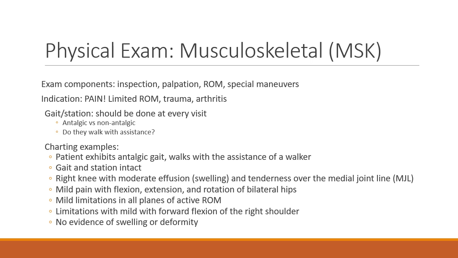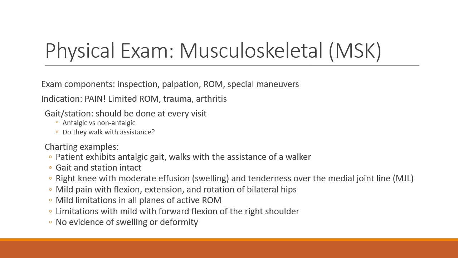So charting examples of gait and station are patient exhibits an antalgic gait, walks with the assistance of a walker, or if the gait and station is normal, all you have to say is gait and station intact or gait and station normal. Again, this is very easy and requires just direct observation, so it should be done at every single visit. There's no reason why it should be missed or be missing.